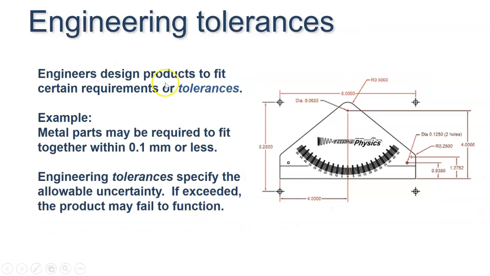Engineers will design products to fit certain requirements. If you look here, you can see that there's kind of some plus or minus things happening. Some metal parts may be required to fit together with less than 0.1 millimeter of uncertainty. Engineering tolerances specify the allowable uncertainty. If it were to exceed that uncertainty, the product would not work.